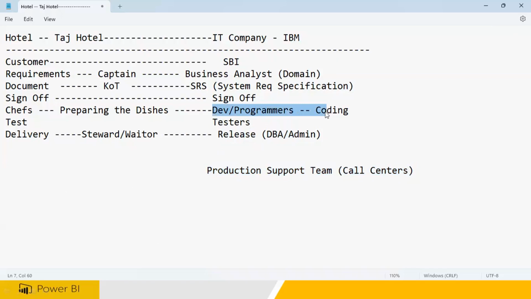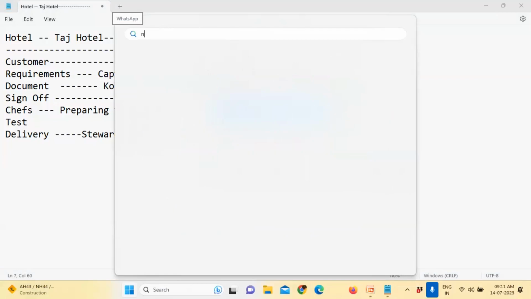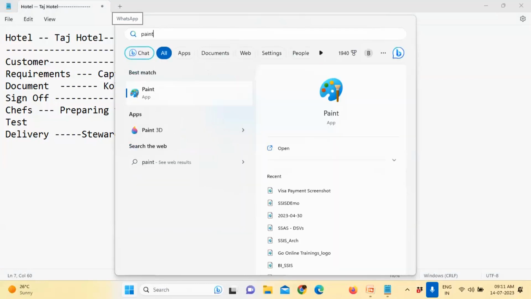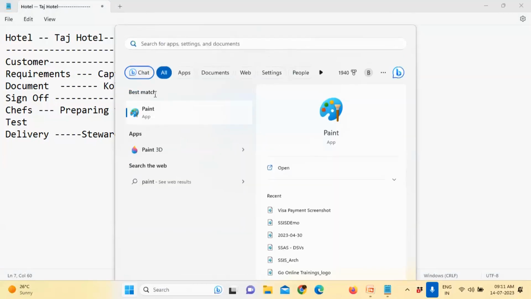So this is how the software company is going to be working. Now I will tell you the complete requirement in the SDLC process. This is what is called the SDLC process.